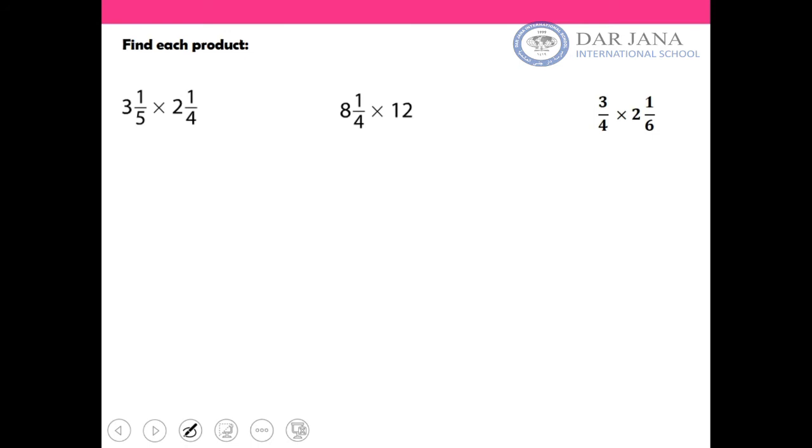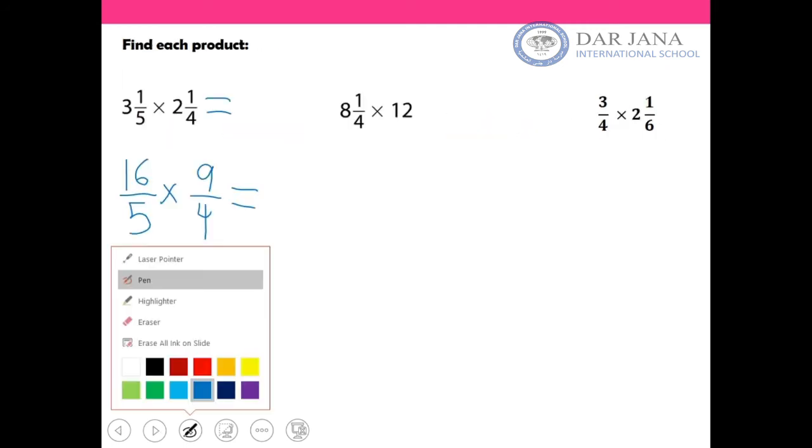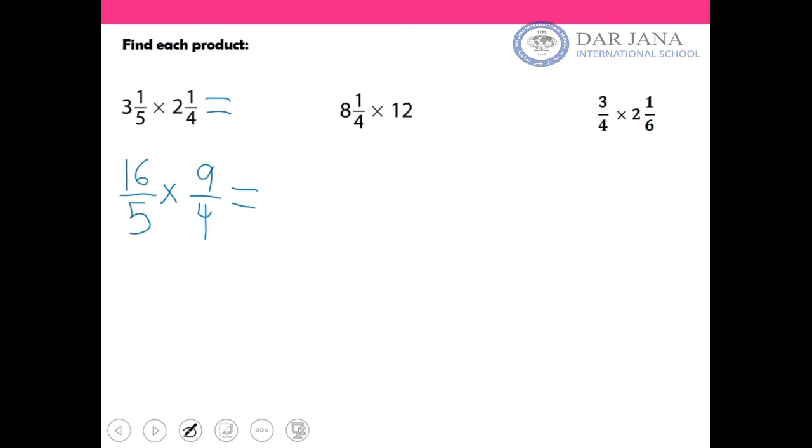Let's try the first example here. I need to change into improper fractions. 5 times 3, 15. 15 plus 1 is going to be 16/5. Times 4 times 2, it's 8. 8 plus 1, it's 9/4. And then I try to simplify any numerator with any denominator. So let's do it. 16 and 4 we can divide by 4.